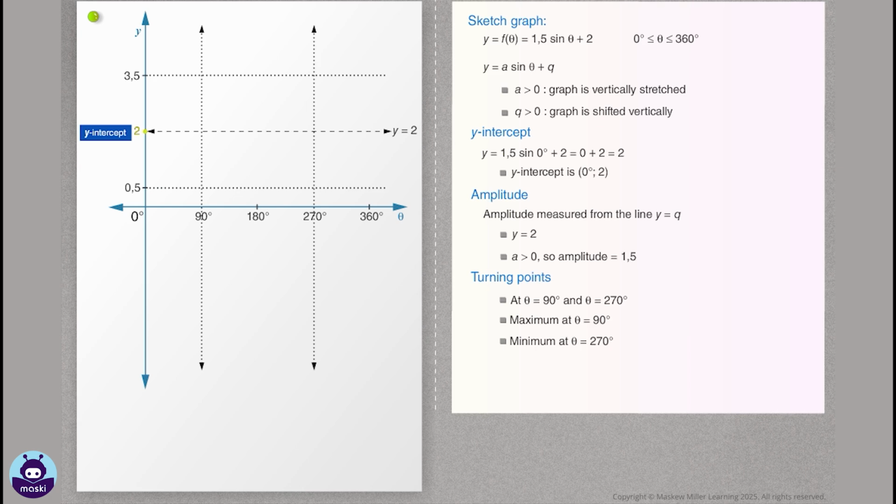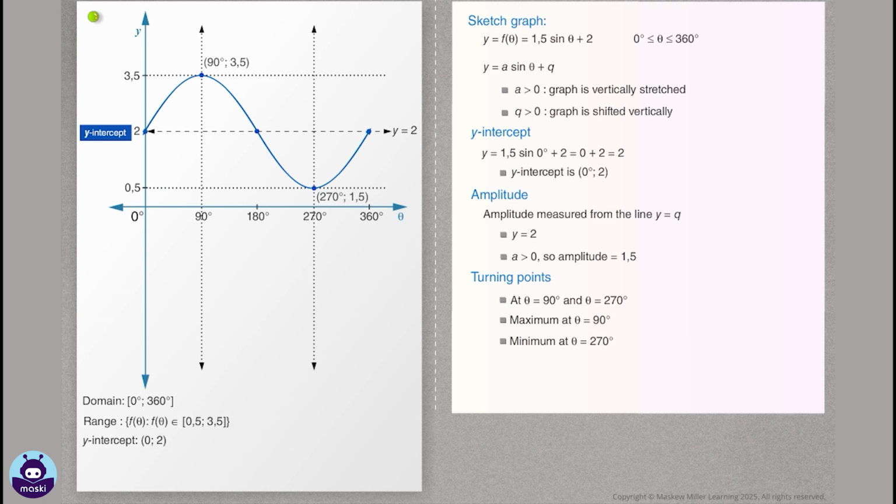Now, we draw the sine function, starting from the y-intercept with the wave about the line y equals 2, reaching the amplitude on either side of this line and having its maximum at theta equals 90 degrees and minimum at theta equals 270 degrees. We can also mention the domain and range on the sketch.